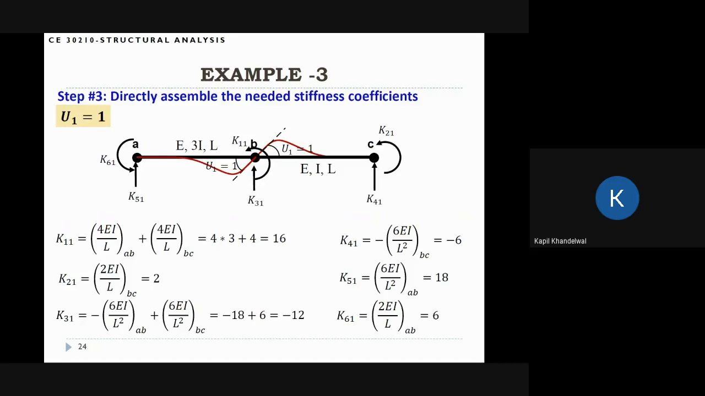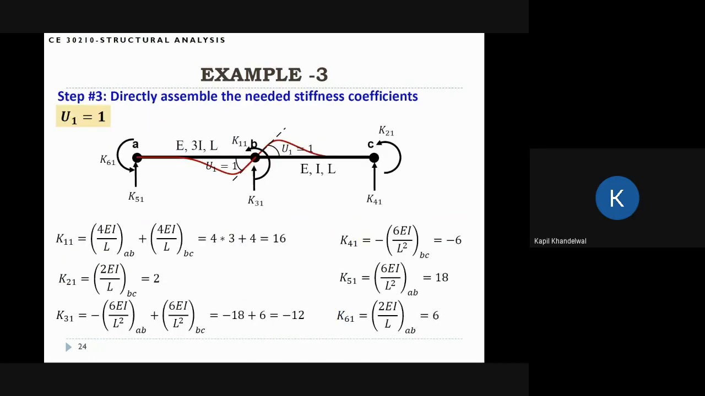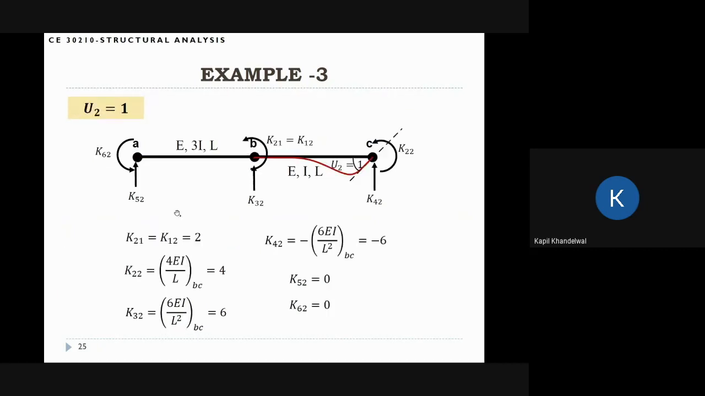So what we have done is we have generated all these numbers: K13, this one, K11, K21, K41, K51, and so on and so forth. But we have generated much more than needed. I just want to show you all the numbers here. And now we want to do for U2 is equal to 1. U2 is the degree of freedom at this rotation at C.